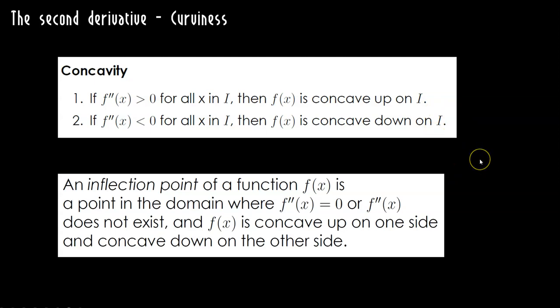Concavity. If f double prime is positive for all x in an interval I, then f of x is concave up on that interval I. If f double prime is negative for all x in an interval I, then f of x is concave down on that interval I. You don't have anything like a critical point for the second derivative, and that really makes me angry. It's a pain in the butt. You have a possible inflection point if the second derivative is 0 or does not exist. So just like with the first derivative, we want to find those points, and then we determine if they're actually inflection points or not. They're inflection points if you're concave up on one side and concave down on the other.